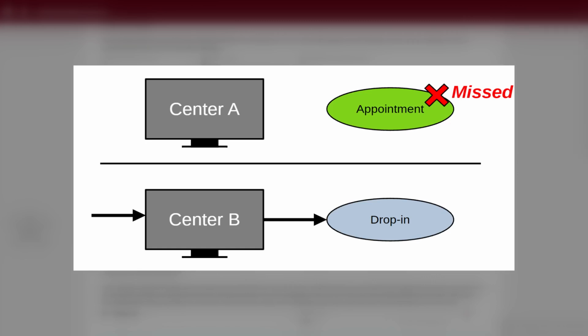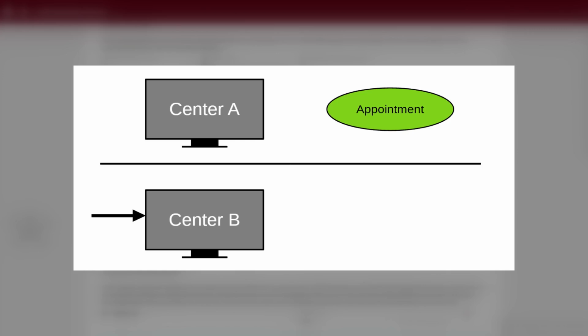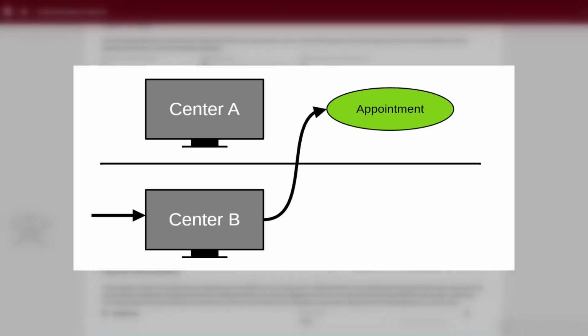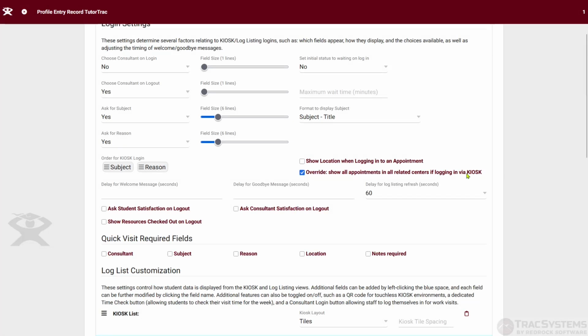With this option enabled, however, in that same scenario, TracCloud will ask during the Center B login if the student actually wants to start their visit in Center A instead because they have an appointment. This offers a route to record the correct visit during the sign-in attempt rather than needing to correct it later.